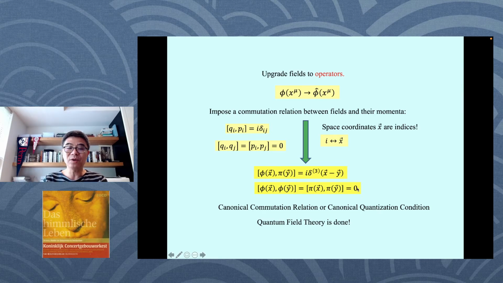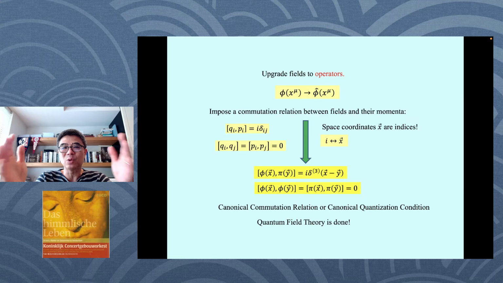Done. Quantum field theory is done so soon, just two pages. Okay, so we can finish our lecture. No, I haven't derived the result of this canonical quantization condition, but you have to trust me. This canonical quantization condition is the endpoint of quantum field theory. We are done here. That's why I say quantum field theory is very, very simple.